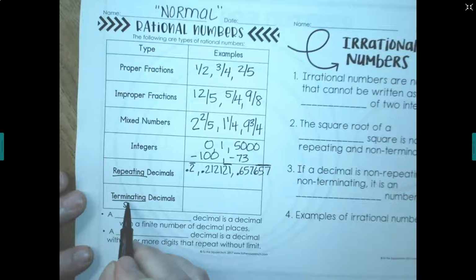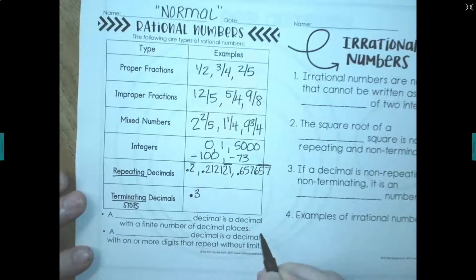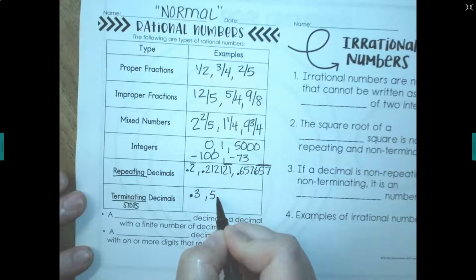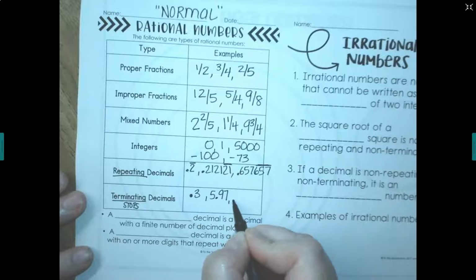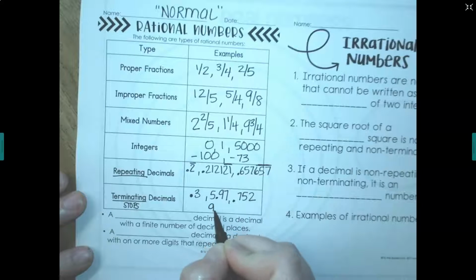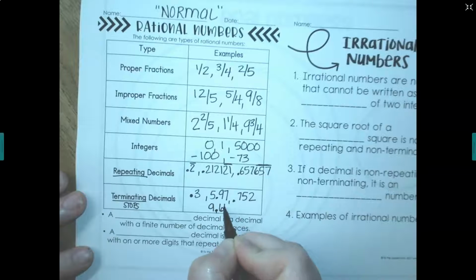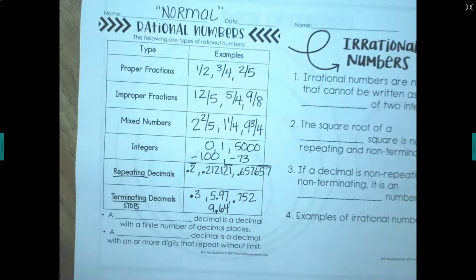Terminating means it stops. Okay, a terminating decimal. So 3.5.97. If they didn't go forever, they stopped. 0.752. 9.64. Okay, so you go a couple decimal places and it's going to stop. It doesn't go on forever and ever.